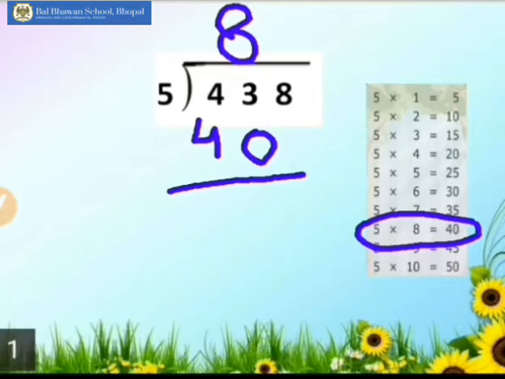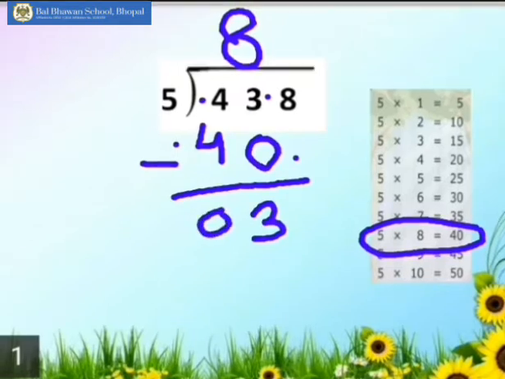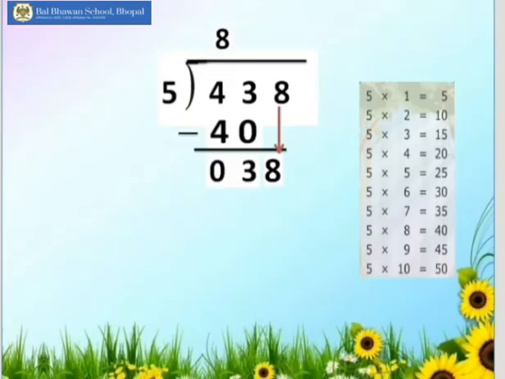Now we will subtract it. So 3 minus 0 is 3 only. So we will write 3. Now 4 minus 4 is 0. Now children, we will bring down 8, which is given at the ones place. Now the remainder, that is 3, and the brought down digit, that is 8, form a new number, a new dividend. So the new number is 38.